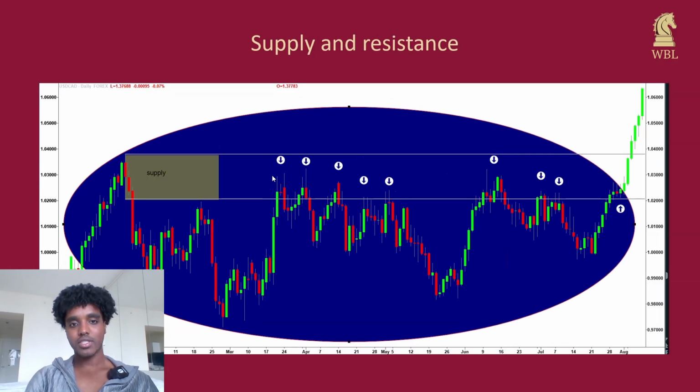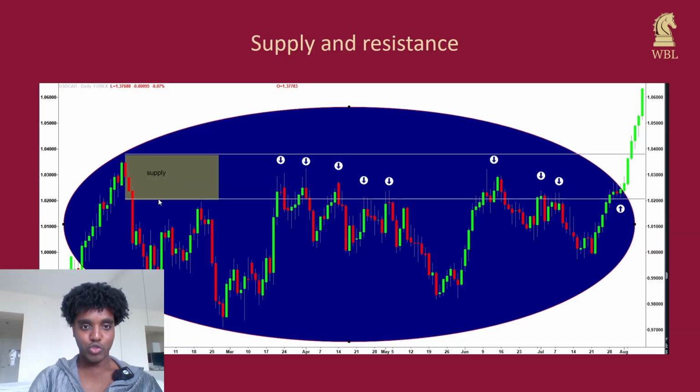And same for resistance, it's just the effect of supply. The more times price comes back in the level of supply, the bigger the chance that they won't have any unfilled orders left and price will just go through the zone just like this. That's why it's much safer to only trade supply.